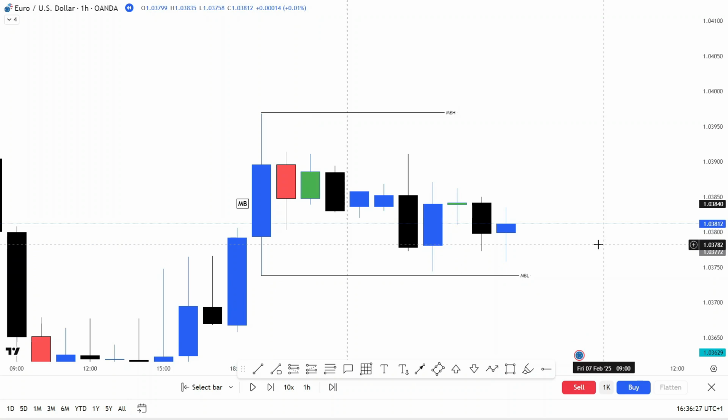Once we have been able to identify our defining ranges, then we can go to the lower time frame and look for the dealing range.